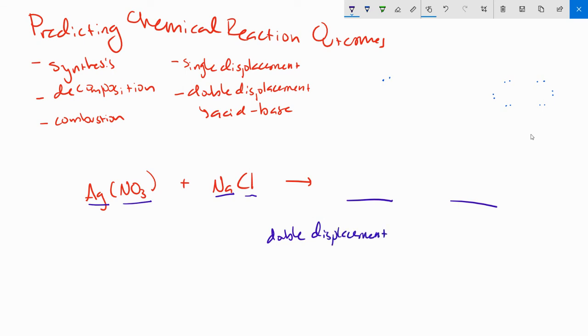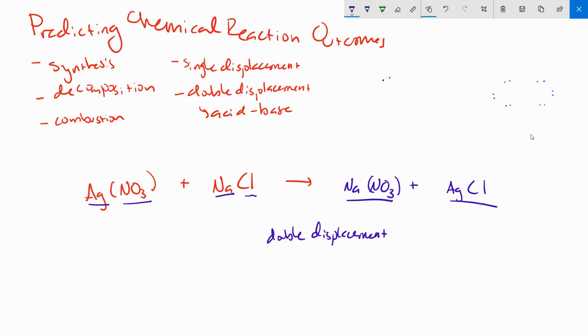So if it's double displacement, that means I'm going to switch places on the metals. So I know that it's going to be NaNO3 now in some combination. We'll figure that out in a second. Plus AgCl in some combination. We'll figure that out. Okay, my metals just switched places.